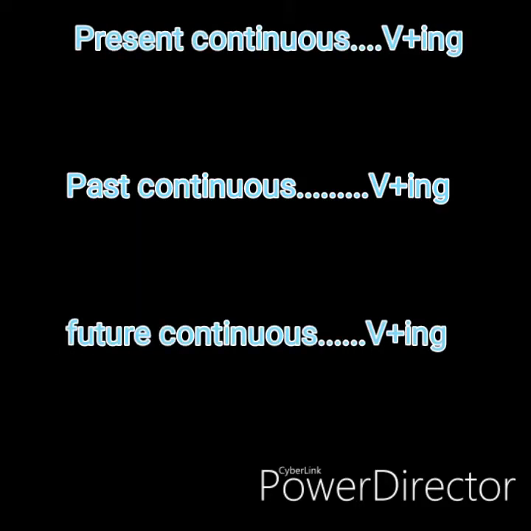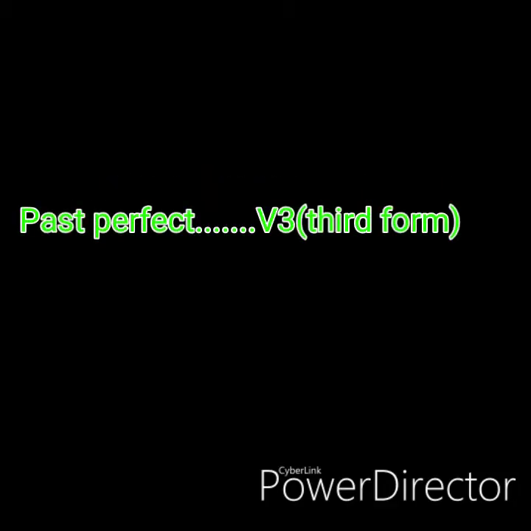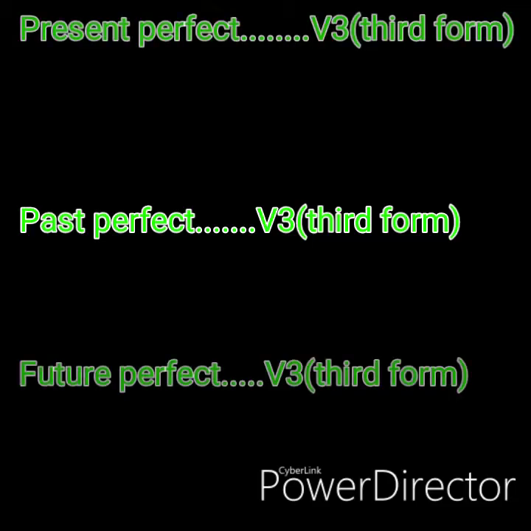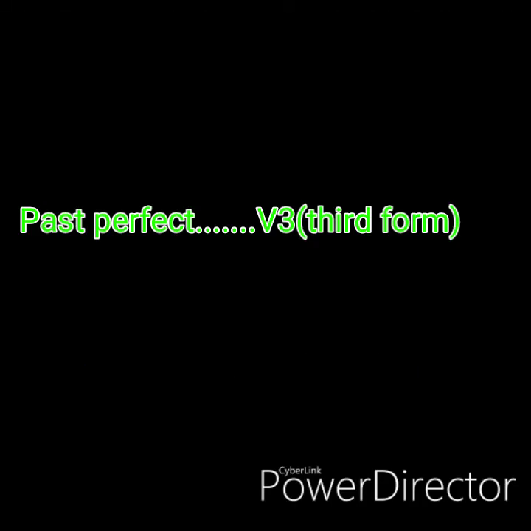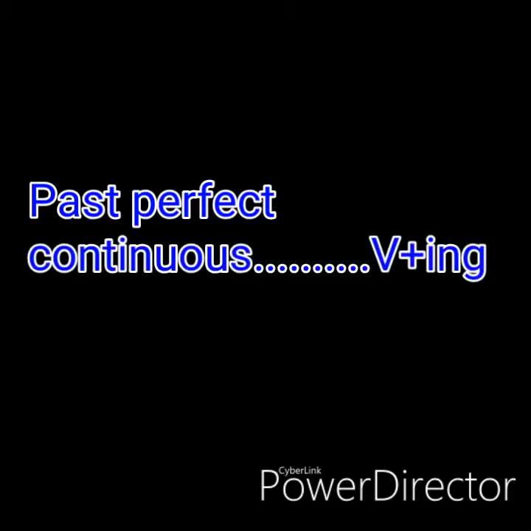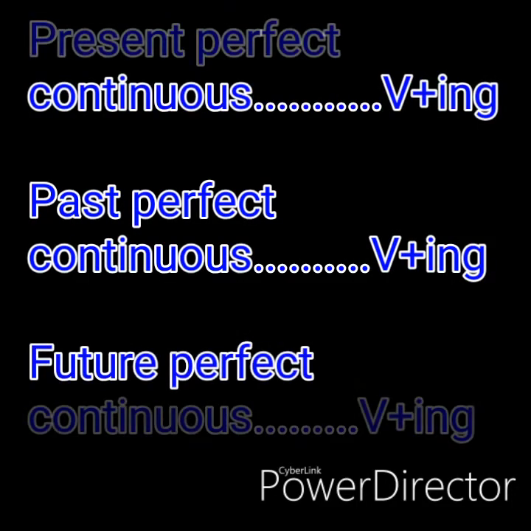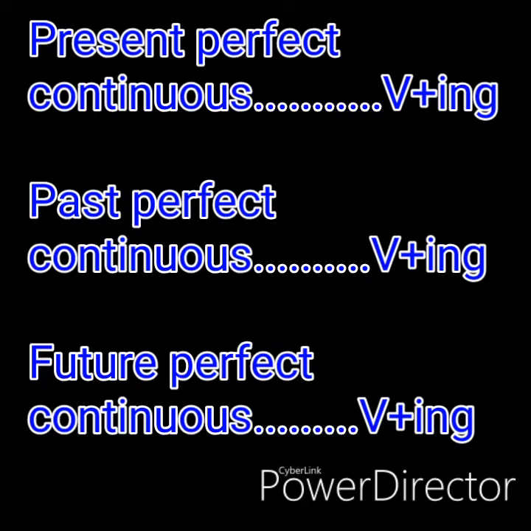And remember here, in all continuous tenses, whether it is present continuous, past continuous or future continuous, we use ing form of verb. So in all continuous we use ing. In all perfect tenses we use third form of verb. In present perfect, third form, past perfect, third form, future perfect, third form. So whenever you see perfect, you have to put third form. In all perfect continuous tenses we use ing form of main verb.